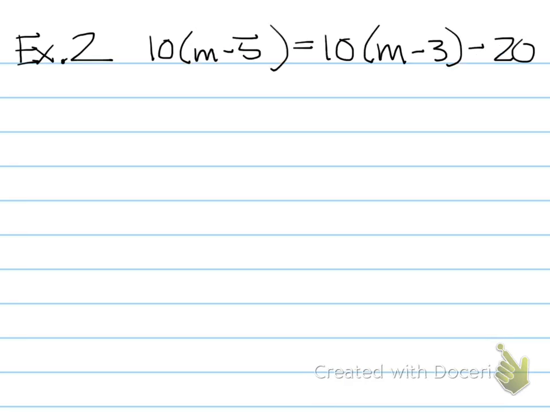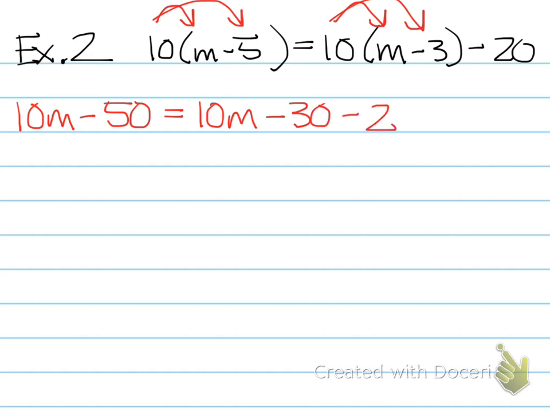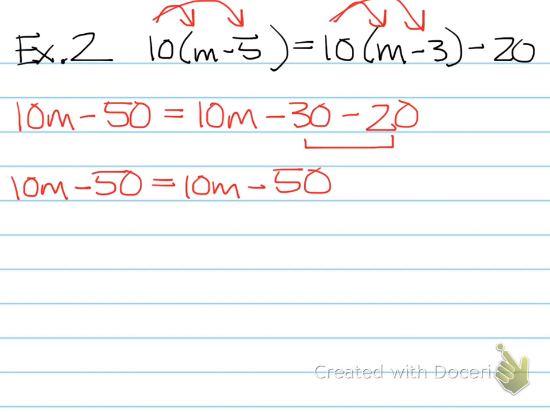For the next example, there are no fractions to clear, so the next thing we want to do is distribute. I'm going to distribute both sets of parentheses. When we do that, we'll get 10m minus 50 equals 10m minus 30 minus 20. So we have like terms on the right side of the equation that we need to combine. Once we combine those like terms, we'll get the following equation. And then we need to get our variable on the same side of the equation by subtracting 10m from both sides. When we subtract 10m from both sides, we get negative 50 equals negative 50.